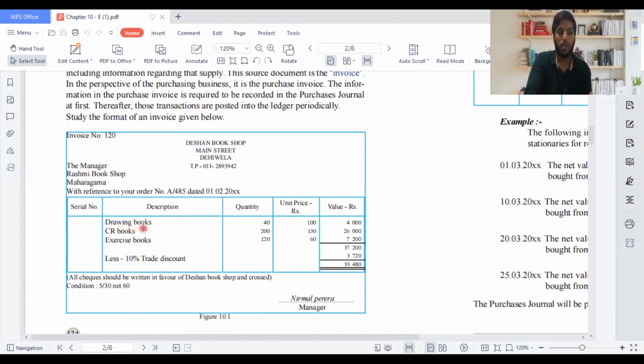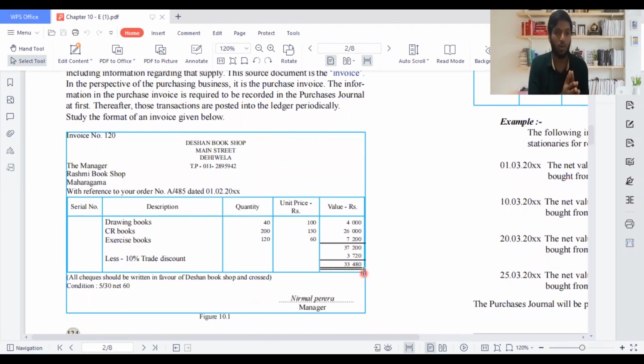They have given drawing books from Deshan Bookshop, Main Street, Deibala, to the manager of Rashmi Bookshop. So Deshan Bookshop is the credit supplier, giving the goods to Rashmi Bookshop. And these are the values: 14 unit price, 4,000; 2,000 unit price, 26,000; 120 into 60, 7,200; and they get a discount of 3,720 from this value at 10%, and we get 33,480.